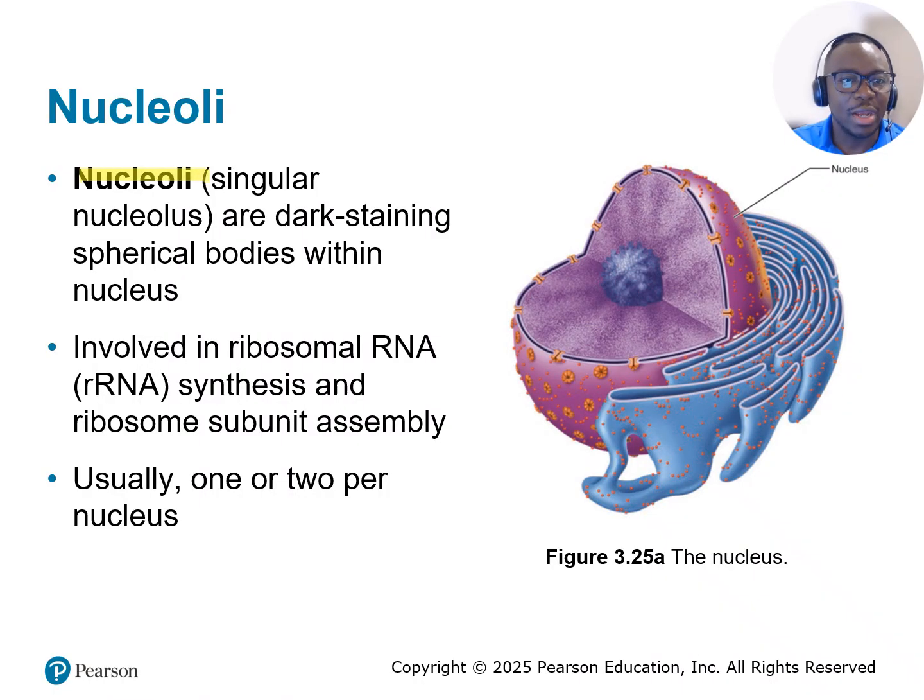The nucleoli, singular nucleolus, are dark-staining spherical bodies within the nucleus. They are involved in ribosomal RNA synthesis and ribosomal subunit assembly. Typically, there is one, sometimes two nucleoli per nucleus.